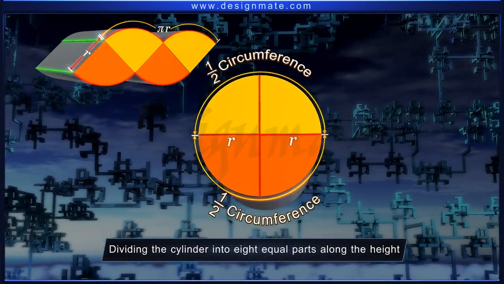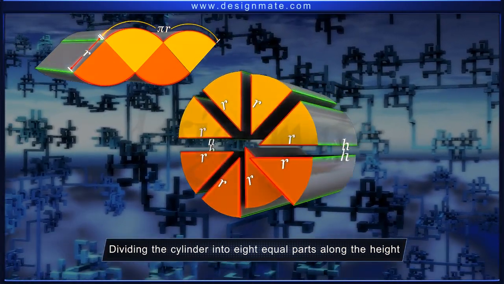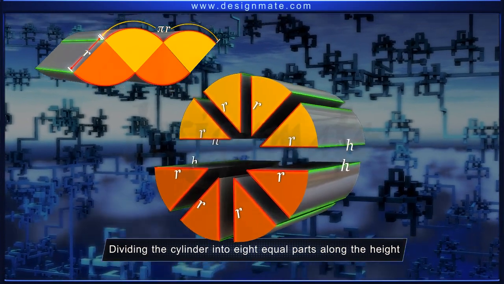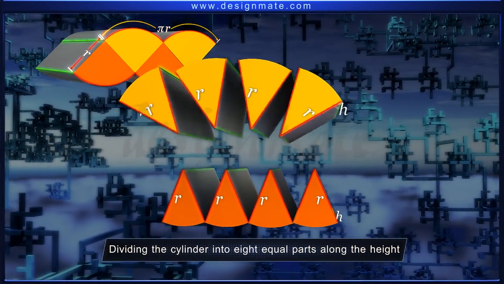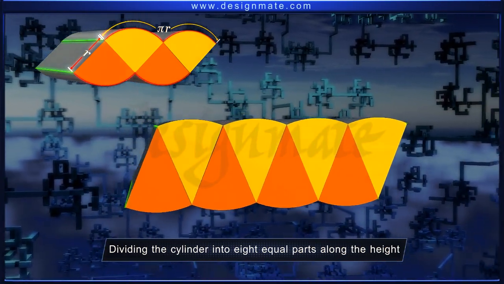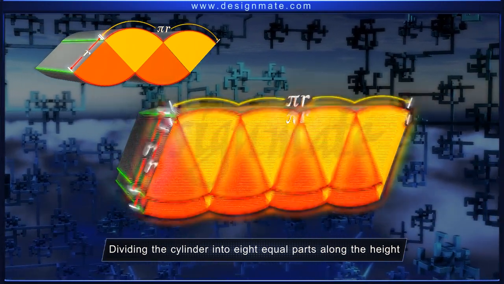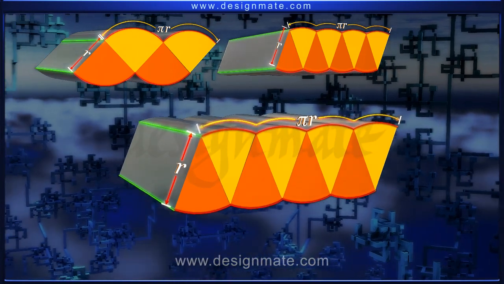Now cut the cylinder into 8 equal parts, such that the sectors formed at the base are equal. Arrange half the pieces with their edges up, and the remaining half with their edges facing down. The shape of the object thus obtained again looks like an arrangement of curves, but this time the curves are smaller.